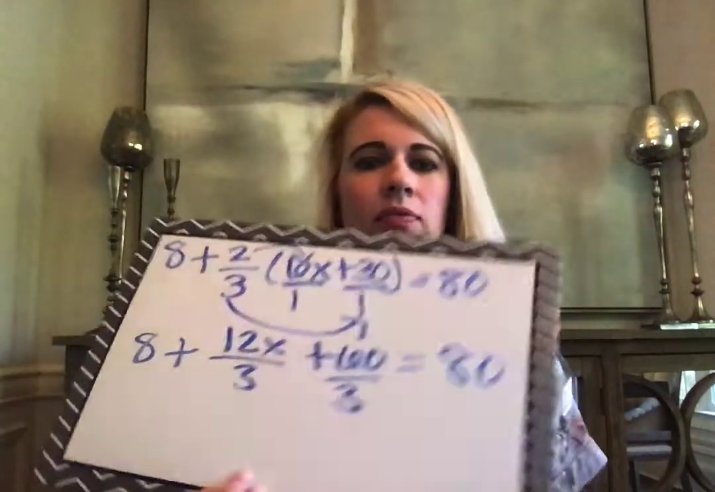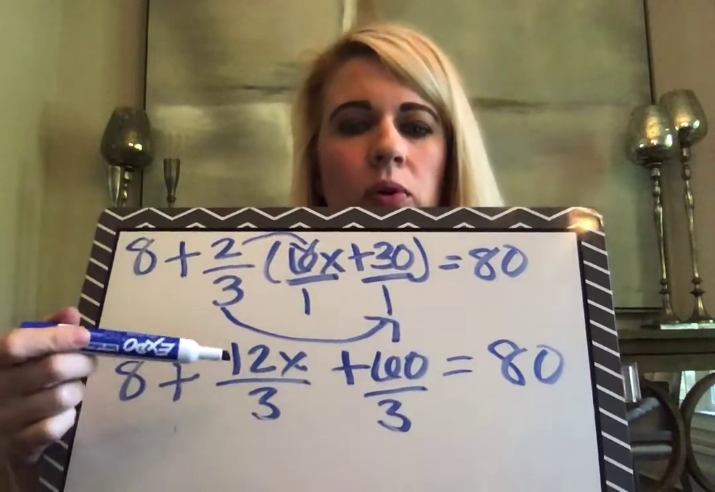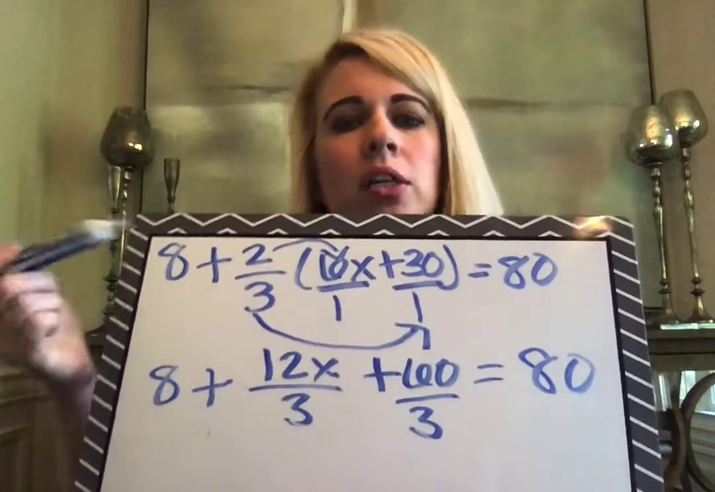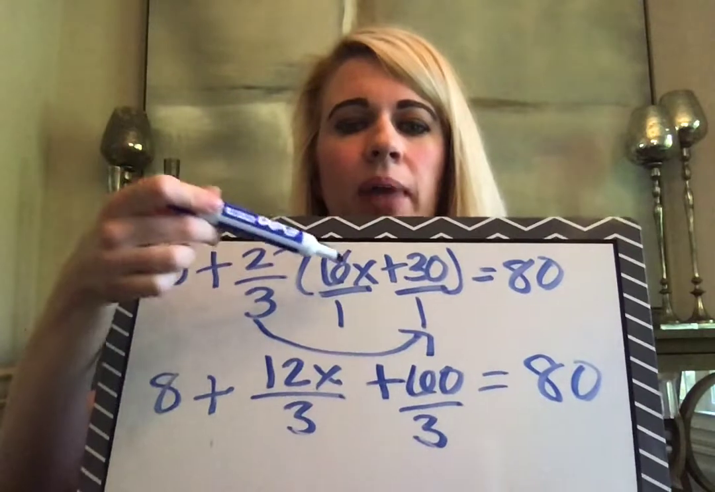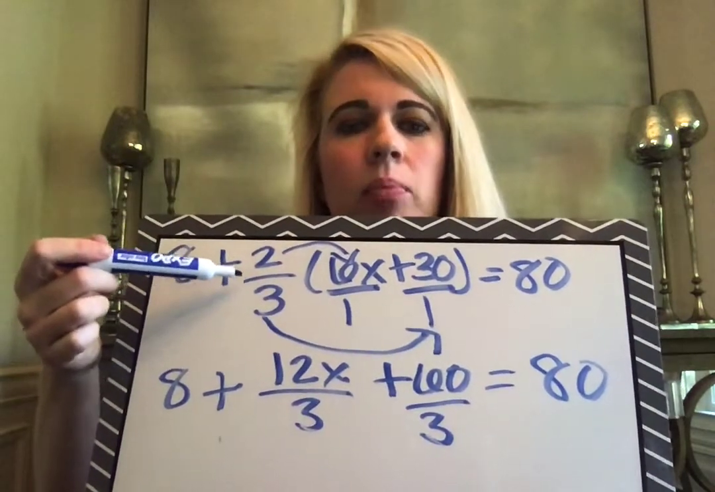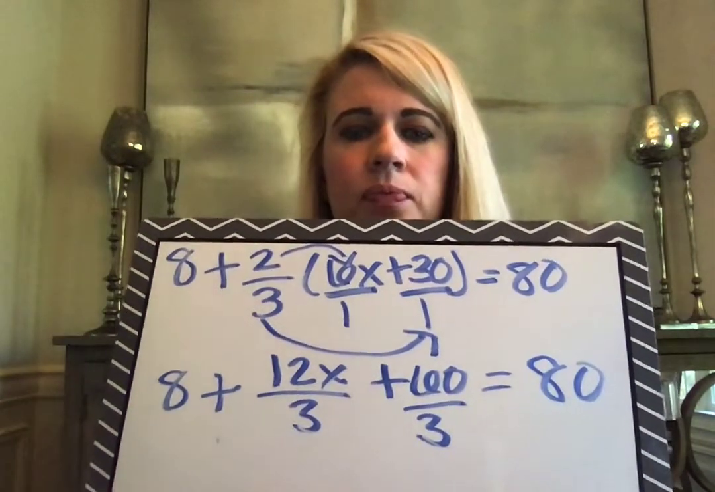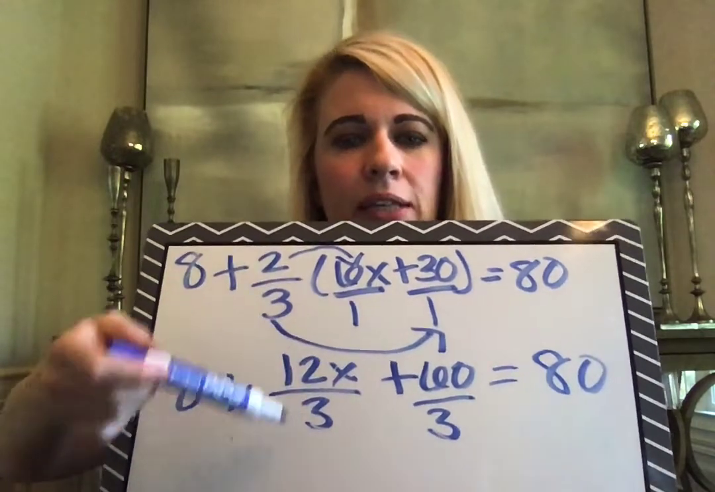So this is what I've done. I can still solve this. We're about to solve this in just a second. But I wanted to show you when you're distributing by fractions, you actually remember multiplying straight across. Now we can solve this because what is 12 divided by 3? It's 4. So now you have 4x plus what's 60 divided by 3? 20, which equals 80.